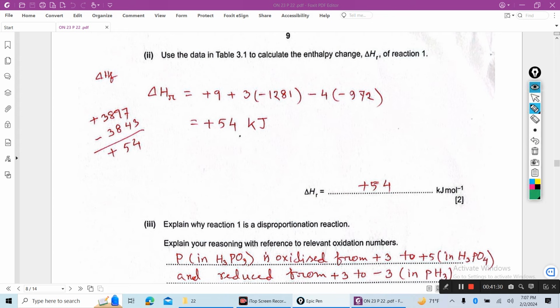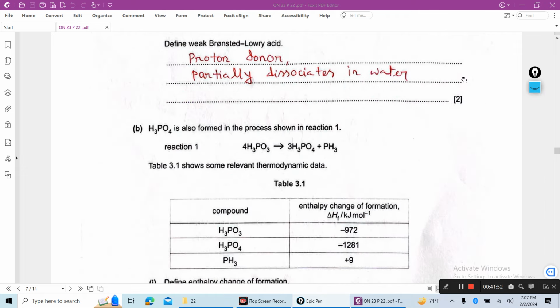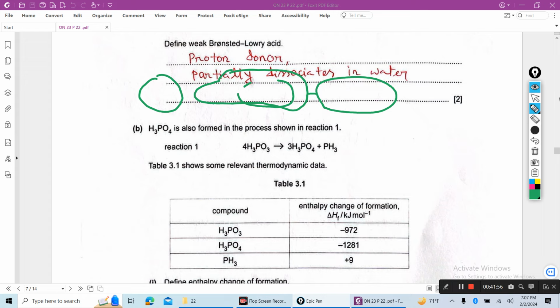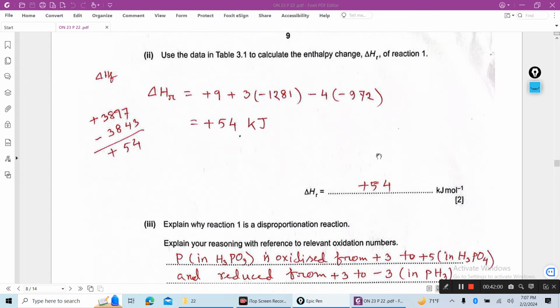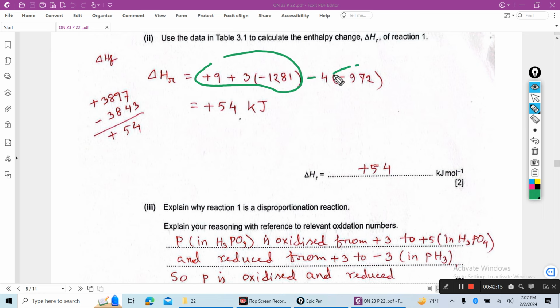This is the enthalpy of reaction equal, this is the product enthalpy of formation, 1 mole phosphine, 3 mole phosphoric acid, minus 4 mole of phosphorus acid. This is the product, and minus 4 mole of phosphorus acid. If you sum, you get this value. Enthalpy of reaction plus 54 kilojoule per mole.